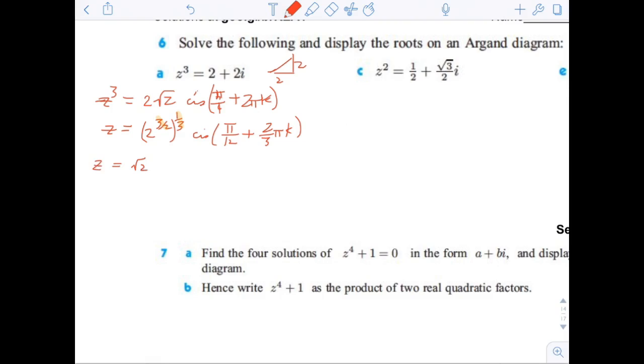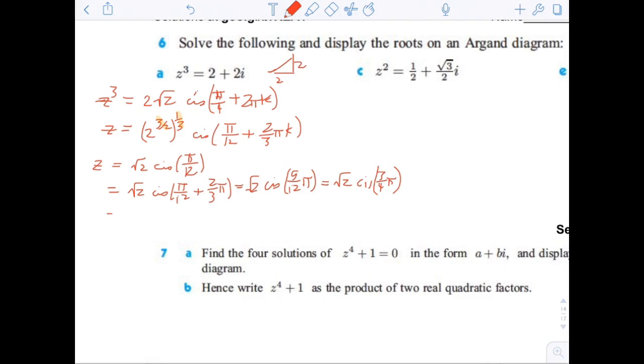So z would be equal to square root of 2, and one of the solutions would be cis pi over 12. And then another one would be square root of 2 cis pi over 12 plus 2/3 pi. And so 2/3 pi is the same thing as 8/12 pi, so it would be 9/12 pi. And 9/12 pi is the same thing as 3/4 pi. So square root of 2 cis 3/4 pi.